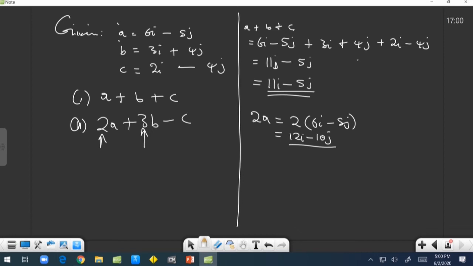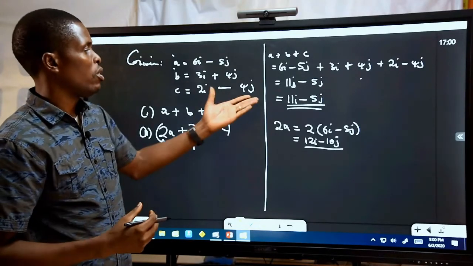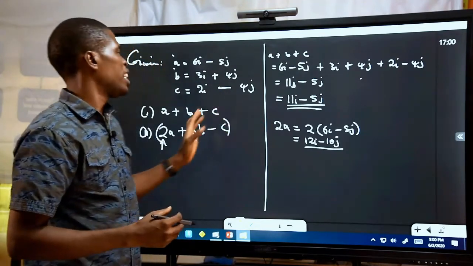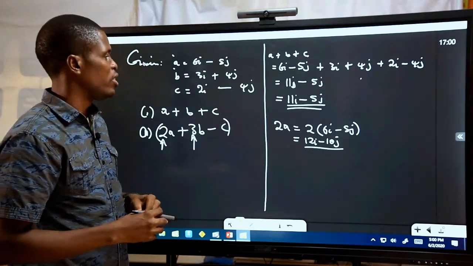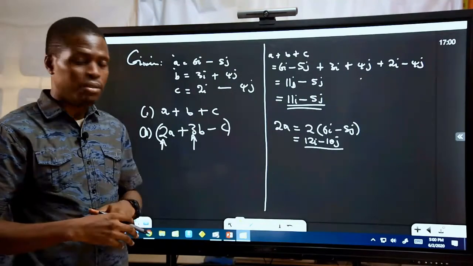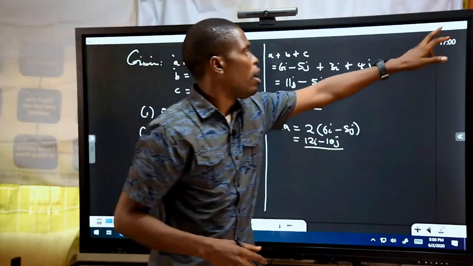You can do that for B using 3. So at the end, you can be able to simplify what we have there. So if you are given a vector notation or vector in this form, you need to find how you can simplify it using what has been given. Okay, so that is for that.